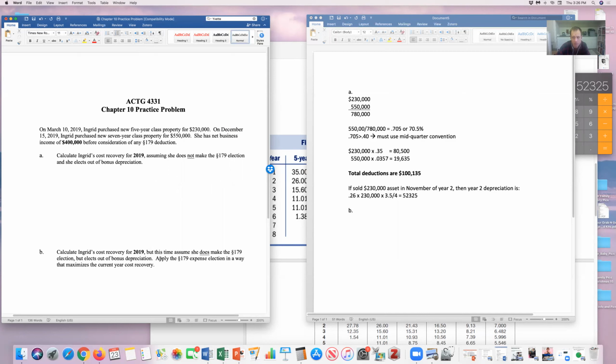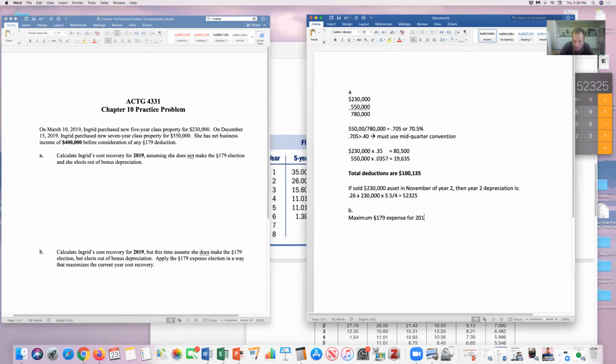This problem tells us to apply the 179 expense election in a way that maximizes the current year cost recovery. All right, so we know that the maximum section 179 expense for 2019 is $1,020,000.